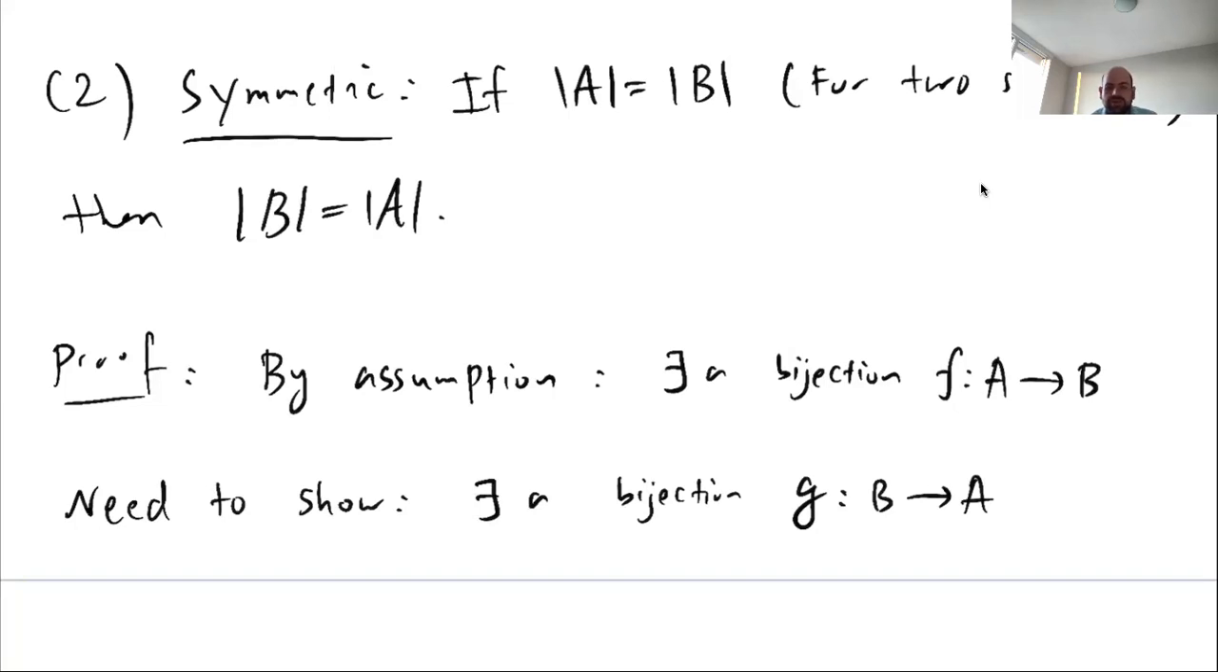What do you think g would be? Of course, it has to be something related to f, right? Because remember, we have absolutely no idea what A and B are, what type of sets they are. It could be anything. Therefore, we cannot construct an explicit function because we don't know what A and B are. But we just know that there is a bijection f from A to B. So using this assumption, I want to construct a bijection g from B to A. What do you think g could be defined as?